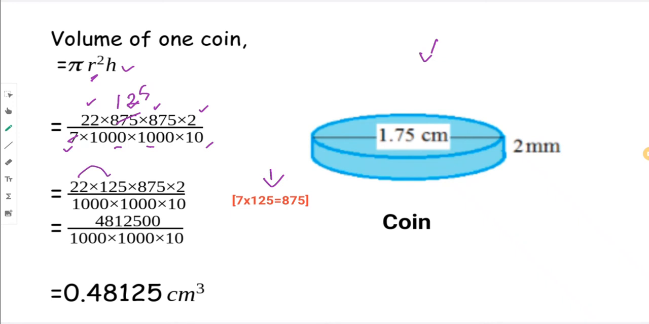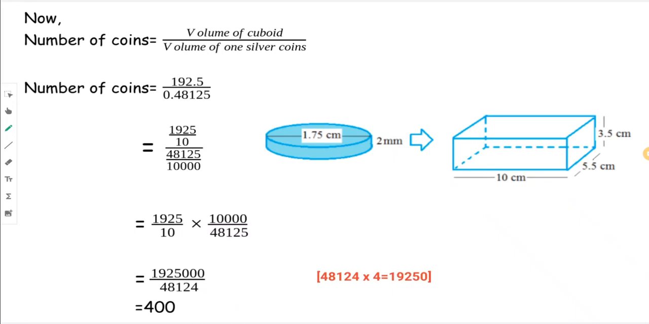All right, now once we are done with it, let's start multiplying. When you multiply, we're going to get 4812500, right? And once we are done with that, divide these two, and then you can see how many zeros are there. 1 2 3 4 5 6, right? So we'll divide it now, then it will go 1 2 3 4 5 6. That means the point will be here. Okay, so now we know the volume of one coin is how much? 0.48125 centimeter cube.